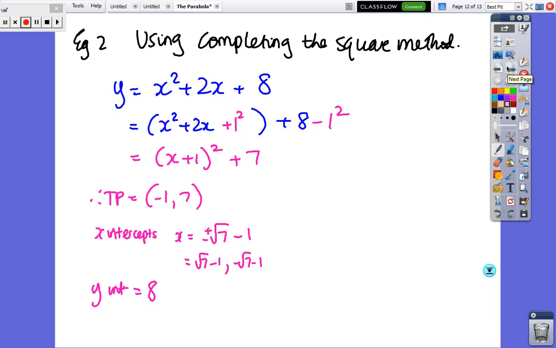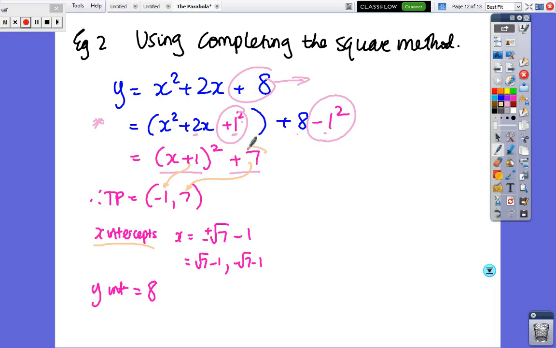So example 2, using completing the square. We're on the second last slide. The first thing I did is move the 8 back, and then half of 2 is 1, but I have to square it. So I'm adding 1 squared, so I'm subtracting 1 squared to keep the balance. When we complete the square, I'm not putting the number over this side, I'm keeping the balance. So the perfect square is (x + 1) squared plus 7, since 8 minus 1 is 7. So to get the turning point, plus 1 becomes minus 1, and then that number comes in as 7.